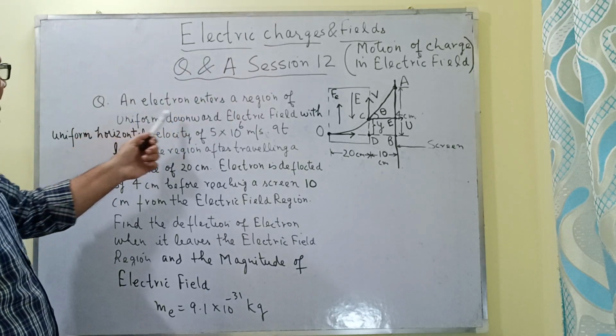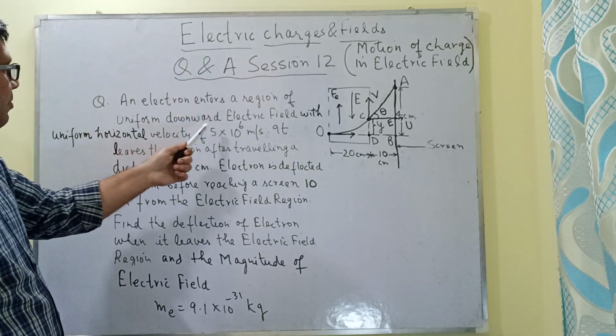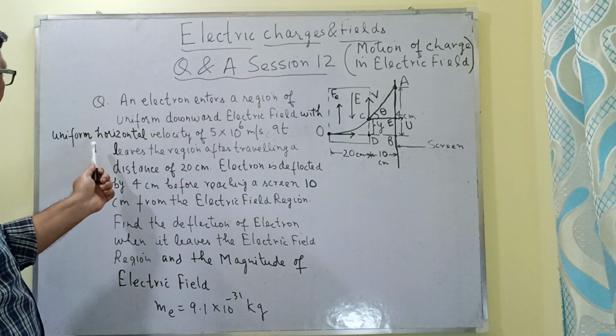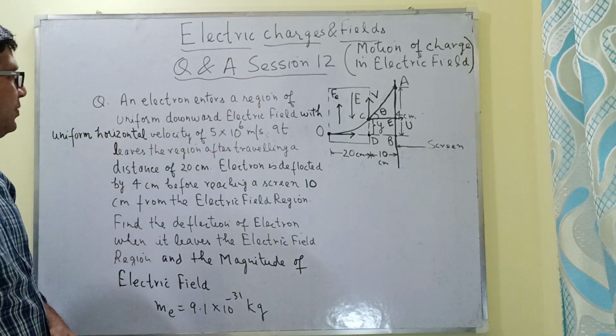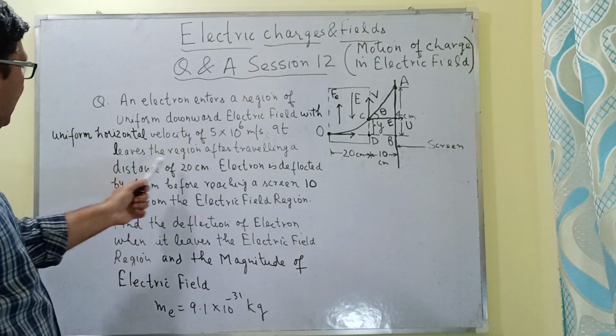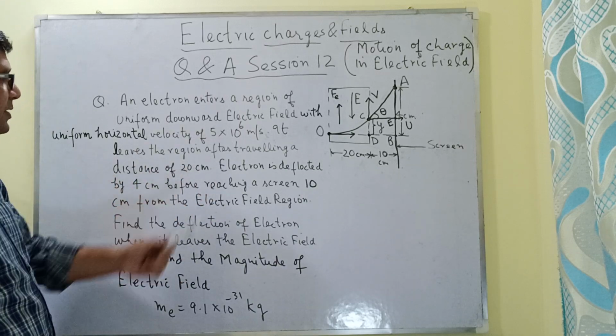The question is: an electron enters the region of a uniform downward electric field with a uniform horizontal velocity of 5 into 10 to the power 6 meters per second. It leaves the region after traveling a distance of 20 centimeters.